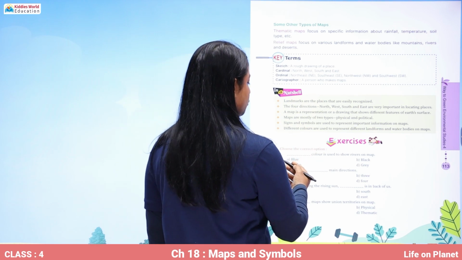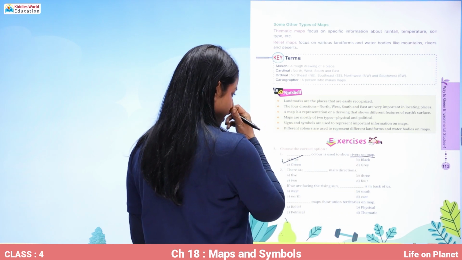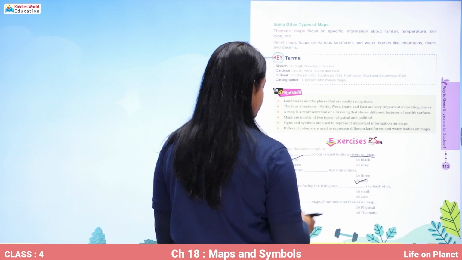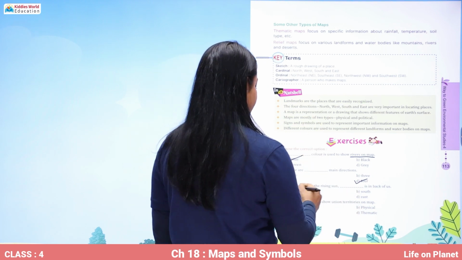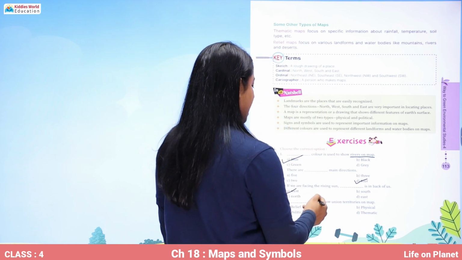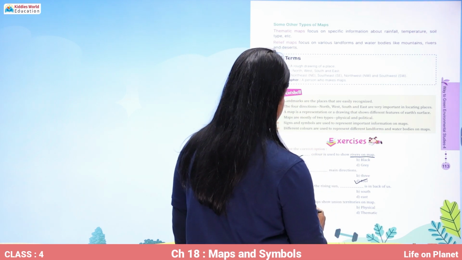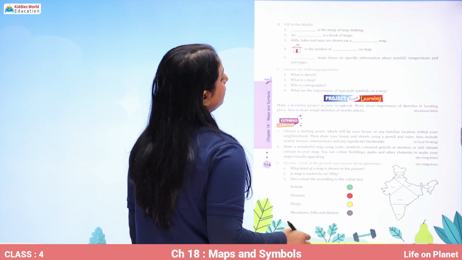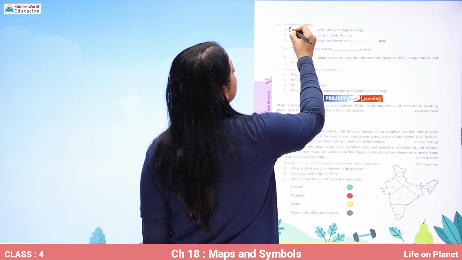Blue color is used to represent rivers on map. There are four main directions. If we are facing the rising sun, west is in the back of us. Dash map shows union territories, the political map. Let's fill in the blanks. Dash is the study of map making, cartography.